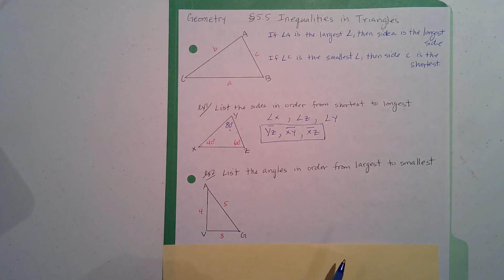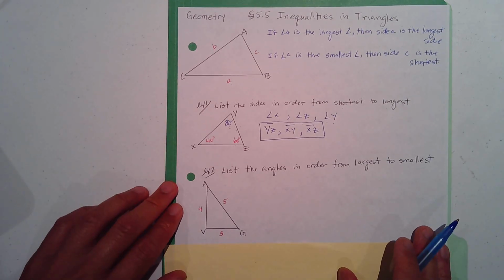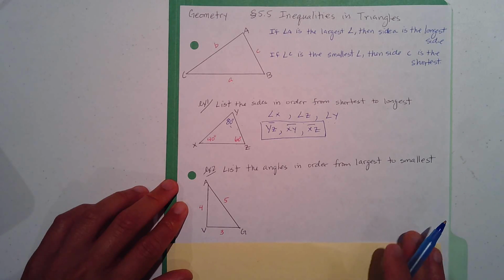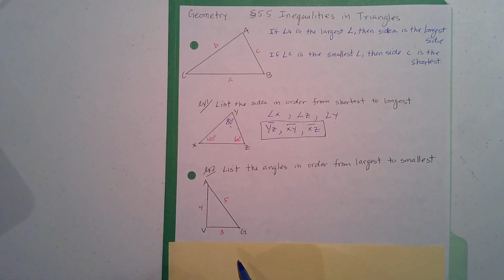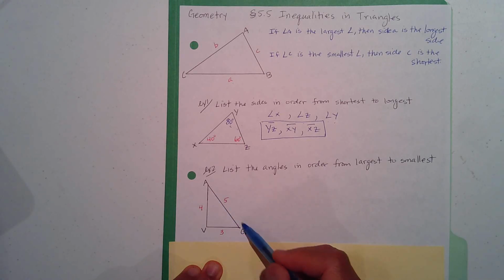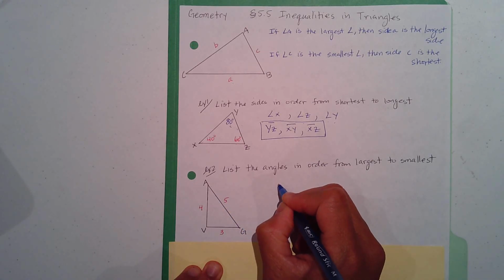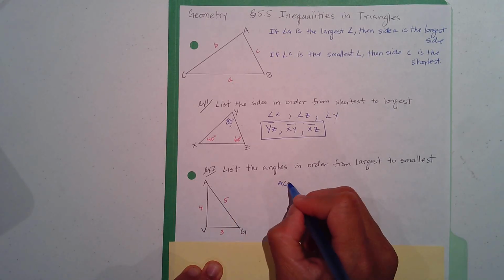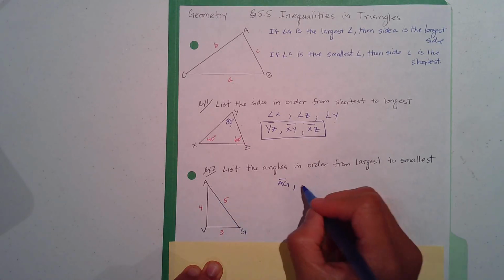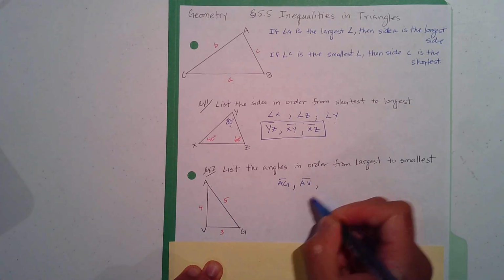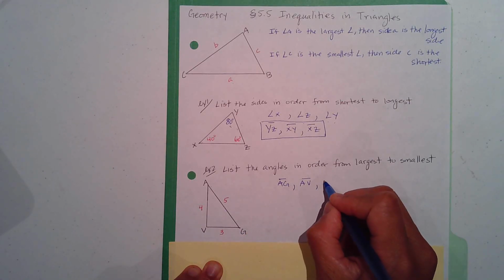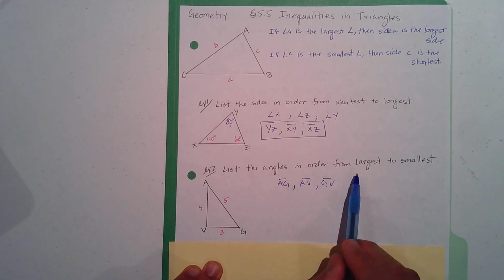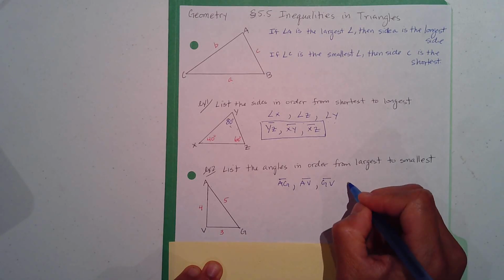Now in example 2, they're asking us to list the angles from largest to smallest. Well, let's first take a look at which is the longest side. This is the longest side. So we know that AG is the longest side. After AG it's AV, and after AV it's GV. They want us to list the angles from largest to smallest. We just listed the sides.